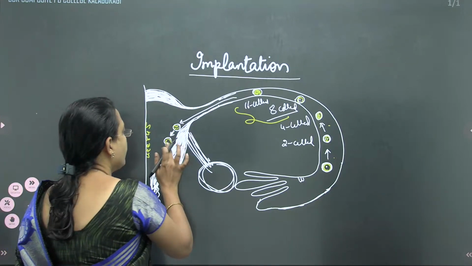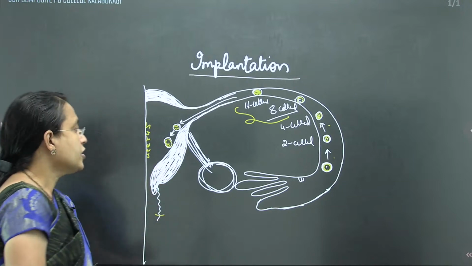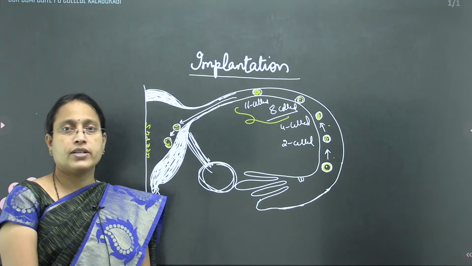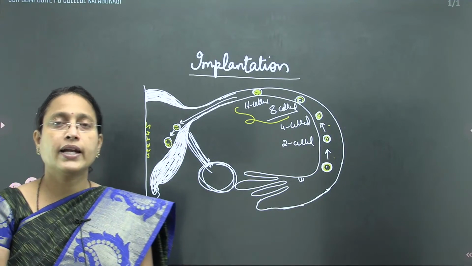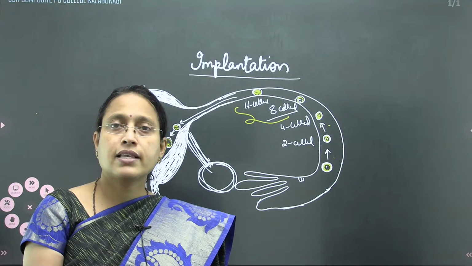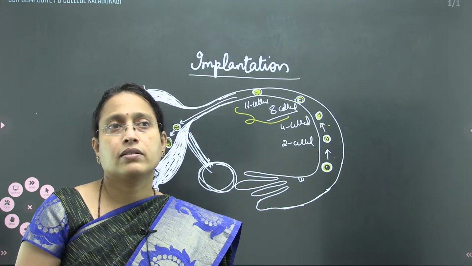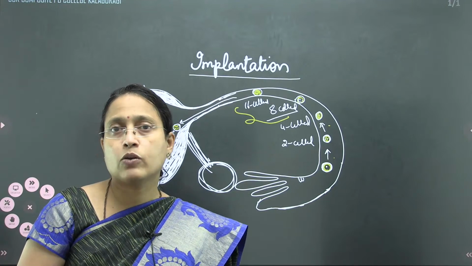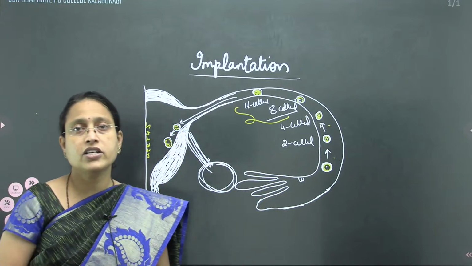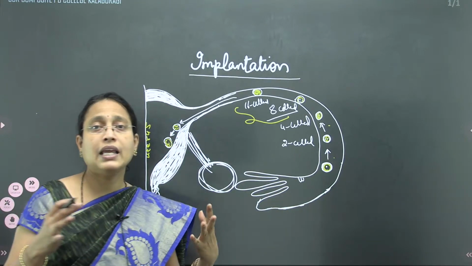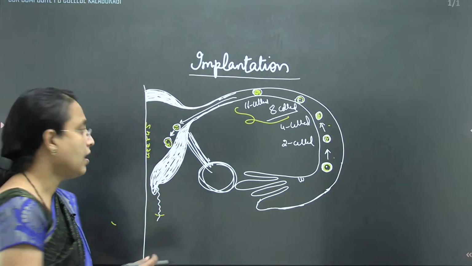Now, as the blastocyst comes in contact with the endometrium, changes occur in the endometrium. The epithelium starts disintegrating. Then fibroblast cells present there will start differentiating and forming large cells which are rich in glycogen, and it becomes nutrient rich. This part becomes nutrient rich, and this part also becomes highly vascularized. That's how changes will occur.